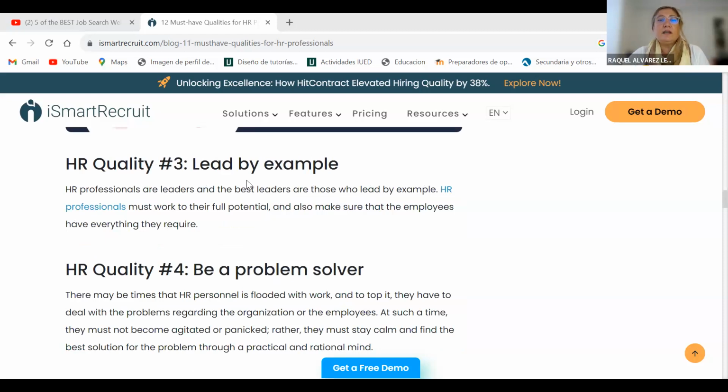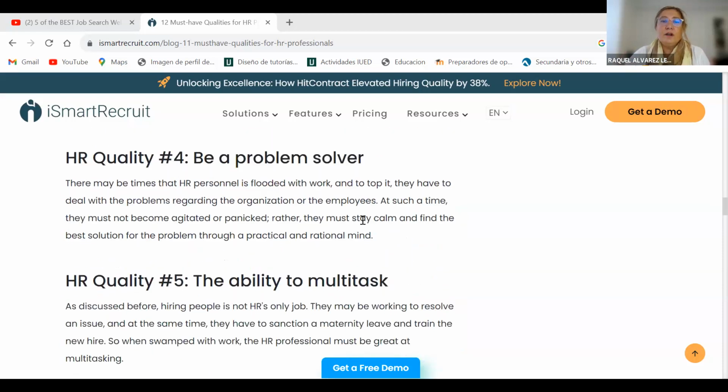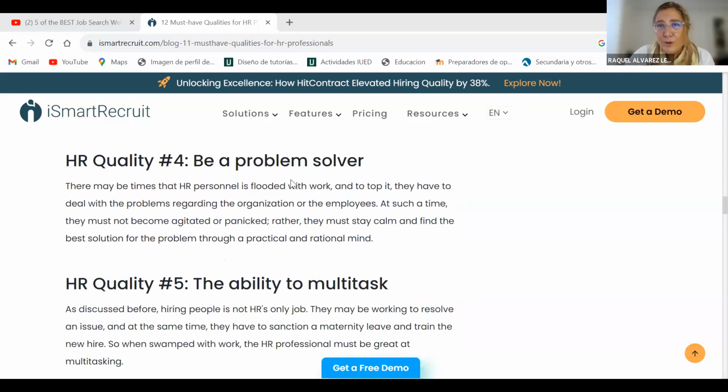Also, obviously, if at the same time you are the leader, you are the CEO of your own business, you have to be an example for your employees. So you have to be a leader. So you have to lead the business with your example, okay? Also, you have to be, when working in human resources, a problem solver.